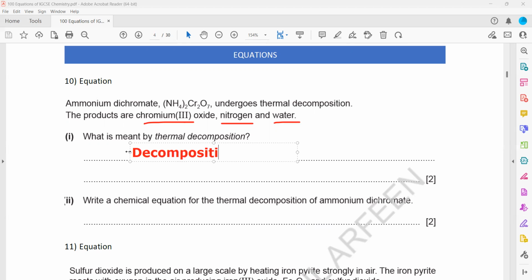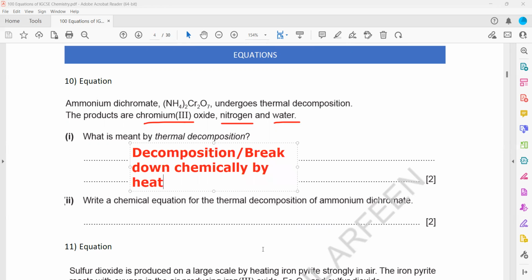So 1 mark is for breakdown of a compound, decomposition, or a breakdown of a compound, like chemically changing the compound by the action of heat. So if we chemically change a substance by the action of heat, we call it thermal decomposition. No, it should be a standard definition. The 2 marks: 1 mark is for there being a breakdown or a chemical change, because when we supply heat energy, a substance can also melt, but that is not a thermal decomposition. That is melting, which is a physical change.